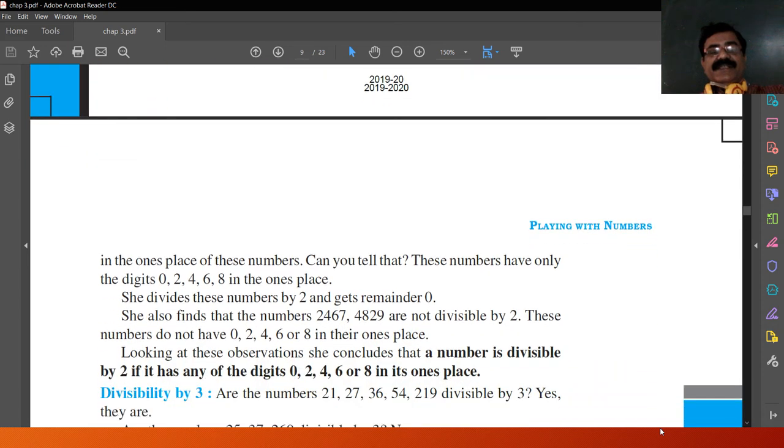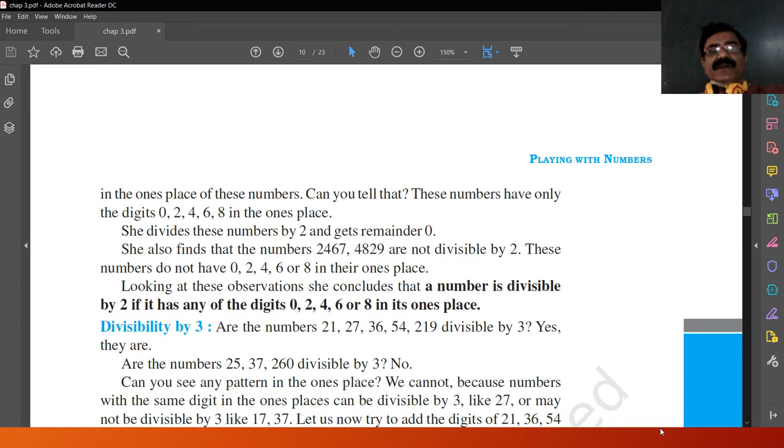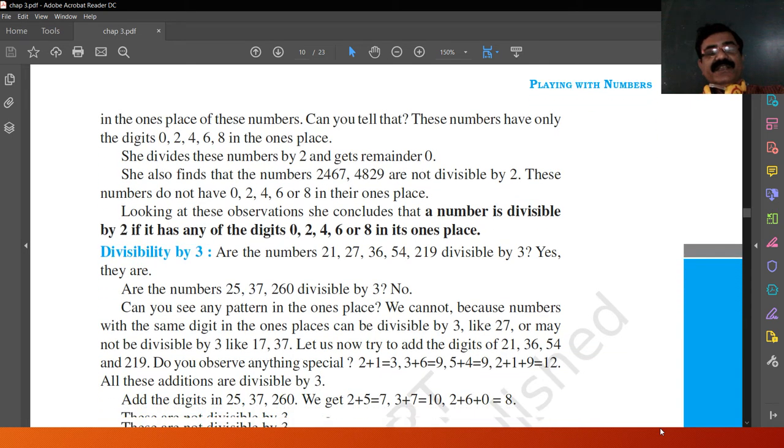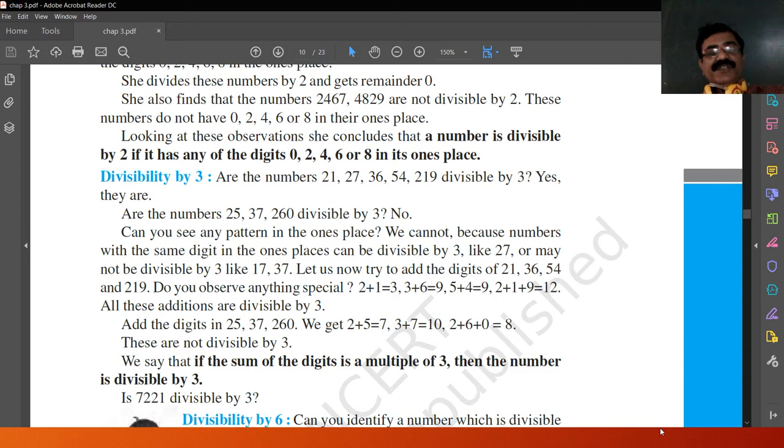Again, any number is divisible by 2 if its ones digit is 0, 2, 4, 6 or 8. That means if the ones place contains 0, 2, 4, 6 or 8, that number will be divisible by 2. Next, divisibility by 3: if the sum of the digits is a multiple of 3, then the number is divisible by 3.